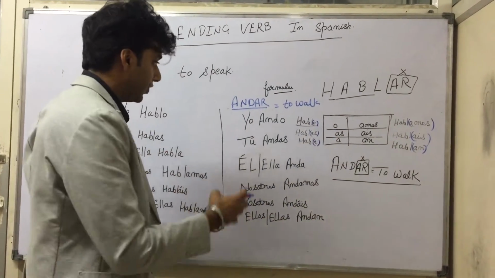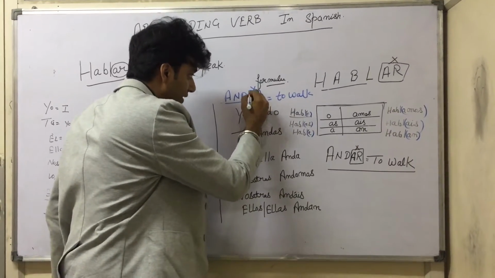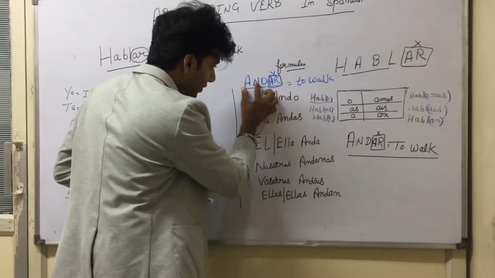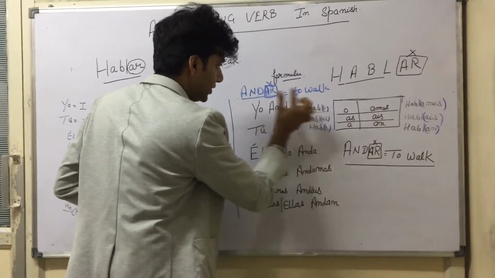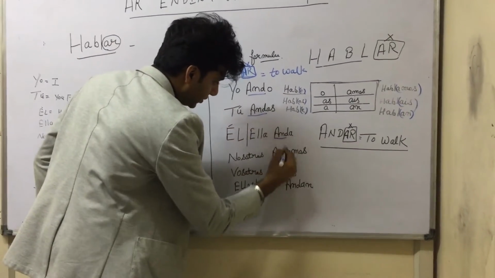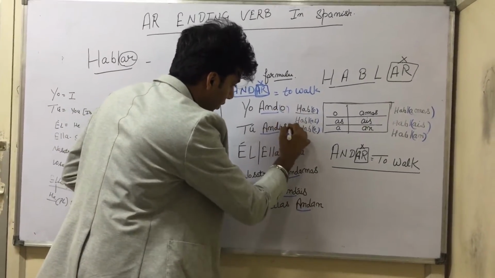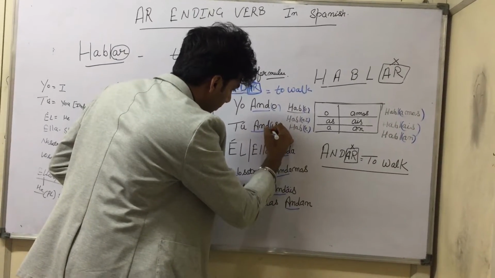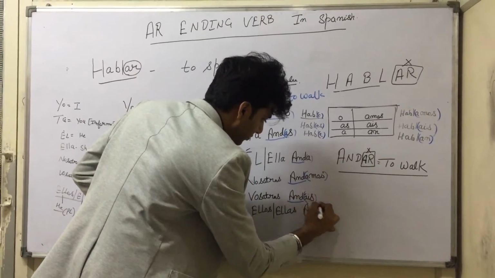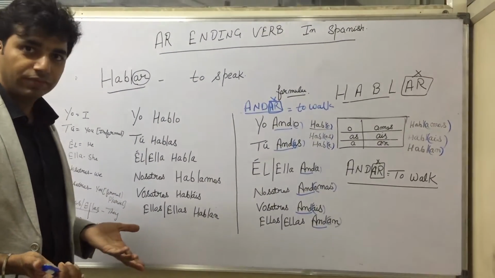Now what you need to do is cross out AR from here and put AND in every column. These conjugations, O, AS, A, AMOS, ÁIS, and AN, stay as they are. It's very simple now, right?